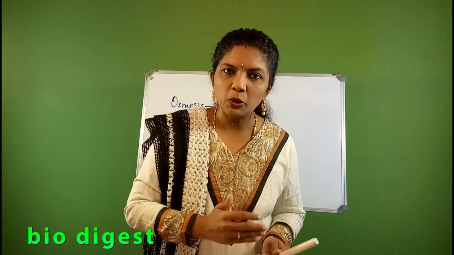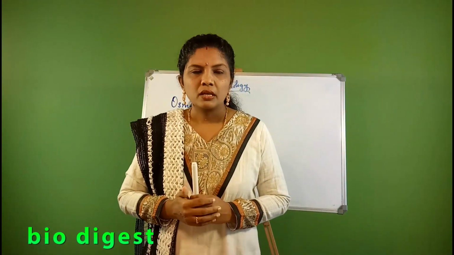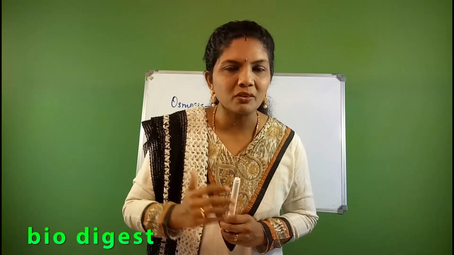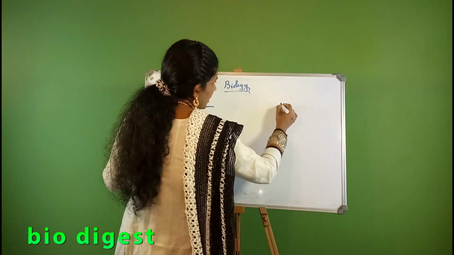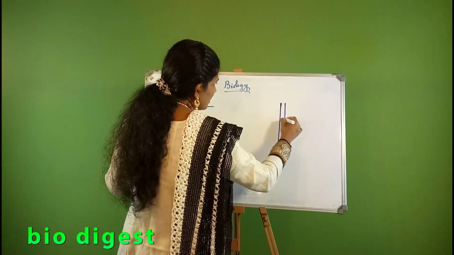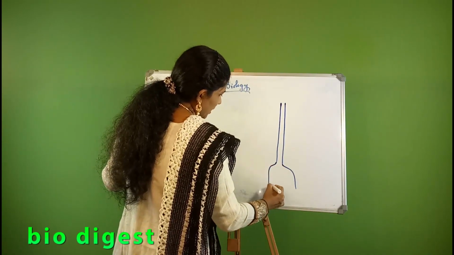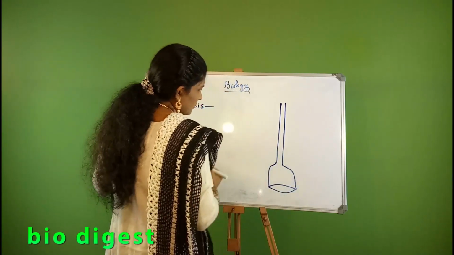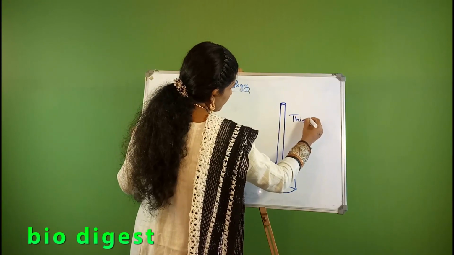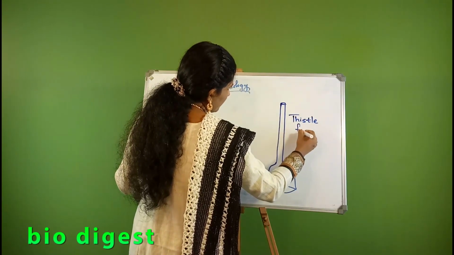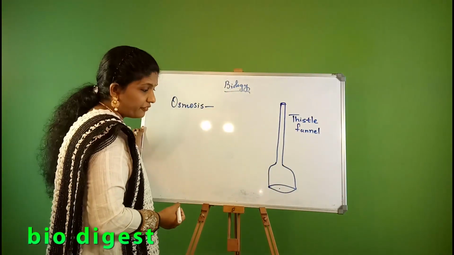In the previous video, I explained this process by using a potato osmoscope. Now one more experiment we will see with regards to the osmosis process. For that, I am going to take one thistle funnel like this. Okay, just drawing the thistle funnel. This is what is known as a thistle funnel. This is the mouth of the thistle funnel.